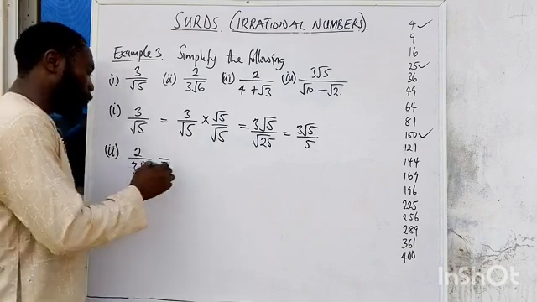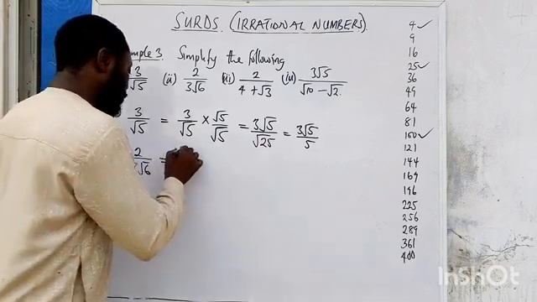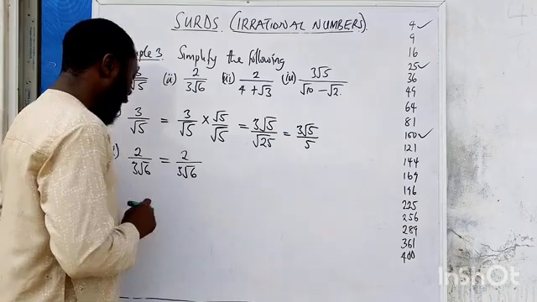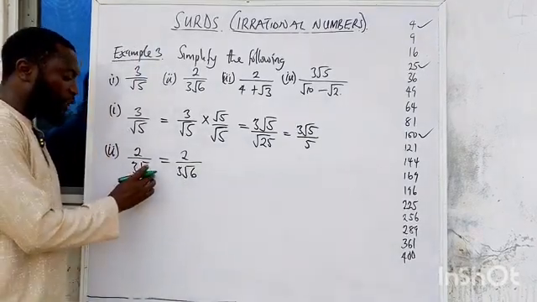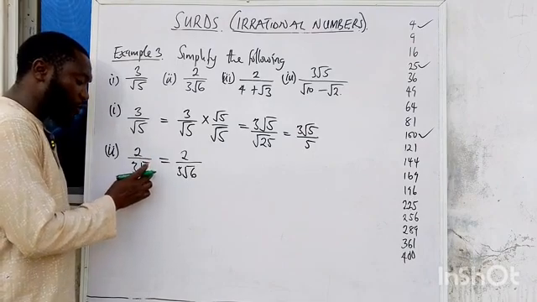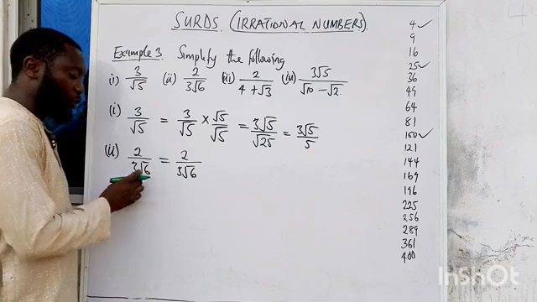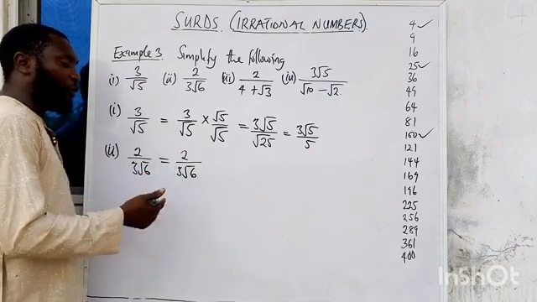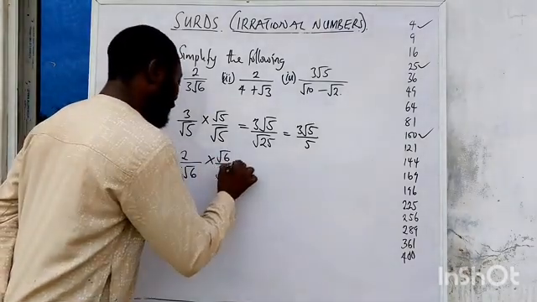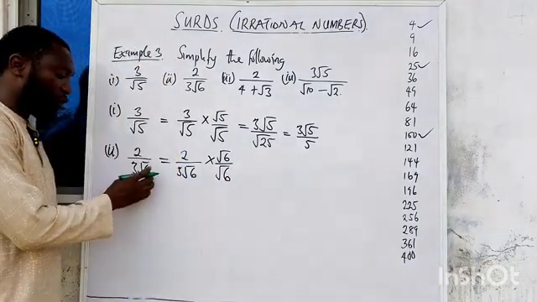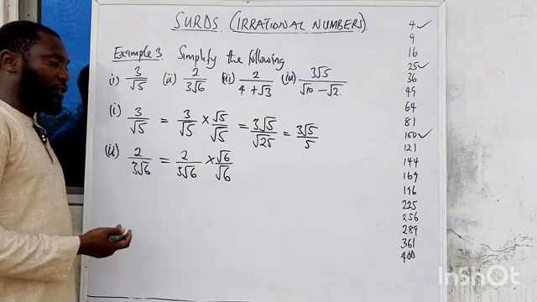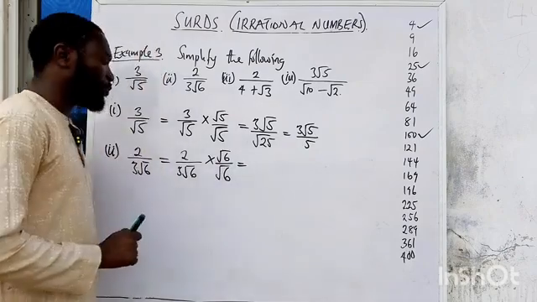So you can answer this in 2 ways. You have 2 divided by 3 root 6. If you like, you can multiply by only square root of 6 and divide by square root of 6. And if you like, you can use the whole of what you have in the denominator. But to have it in simple form, it's better you use only square root of 6 divided by square root of 6. But if you use the complete denominator, you are still going to get the same result at the end.